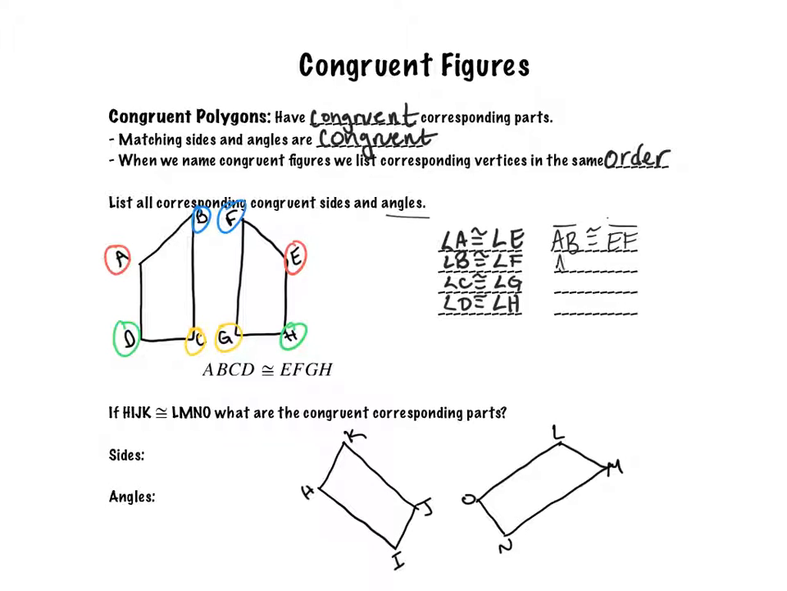Now look at AD. That's going to be congruent to EH. And you keep going. DC is congruent to HG. And the last one, which one didn't I do? BC is congruent to FG. Not too bad.